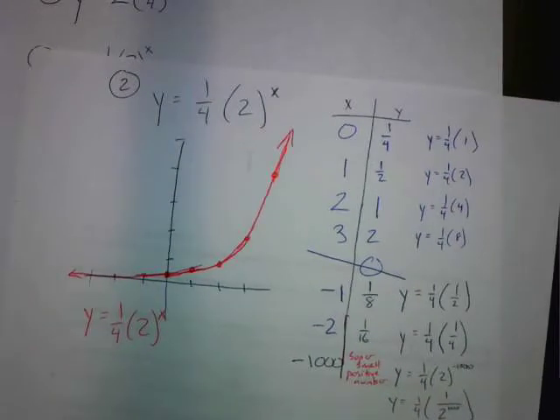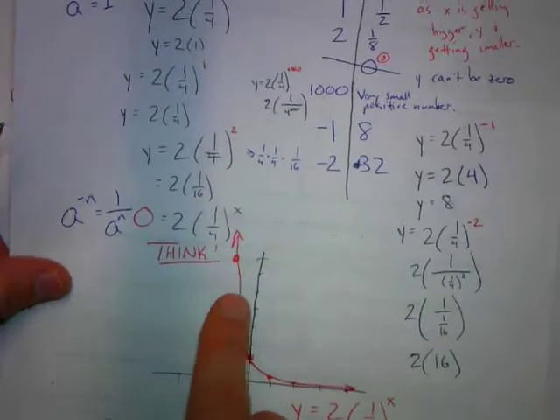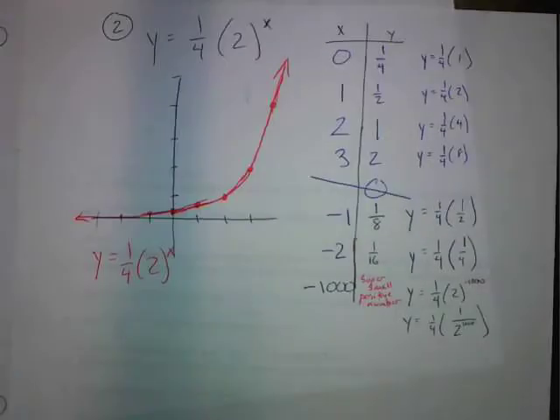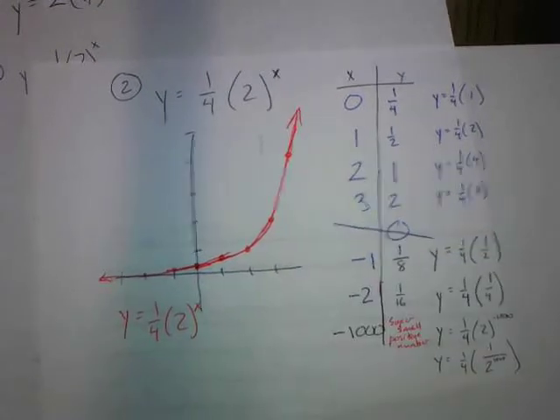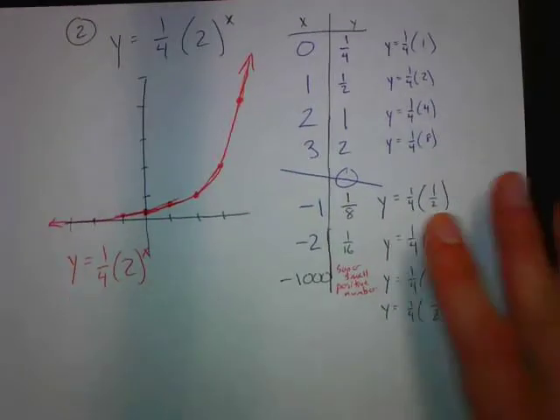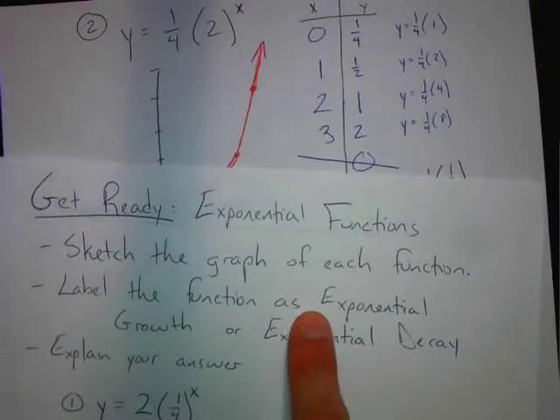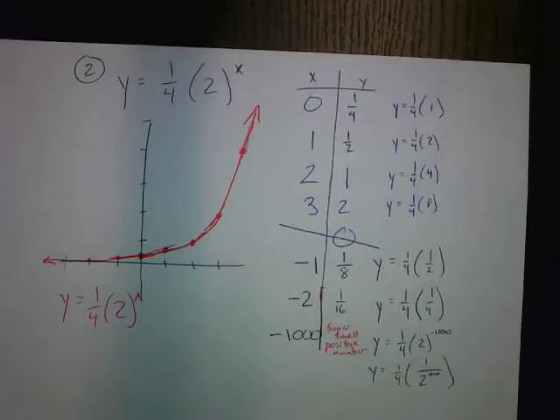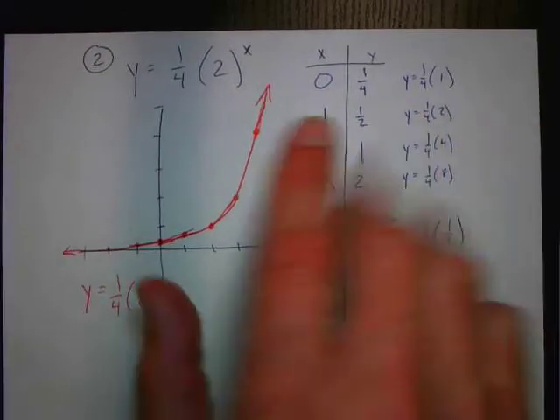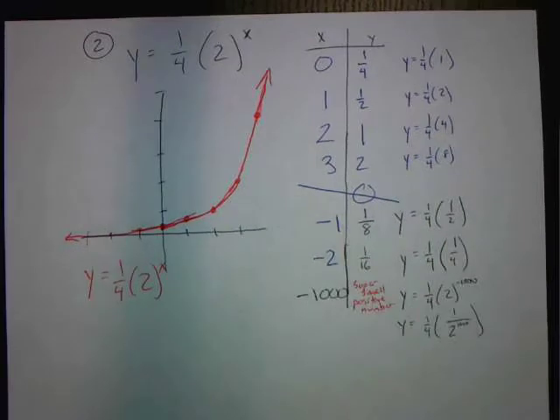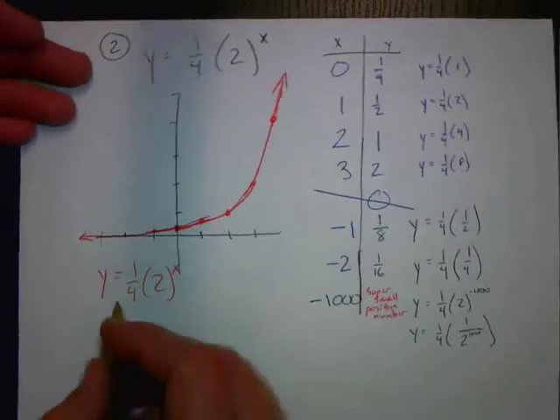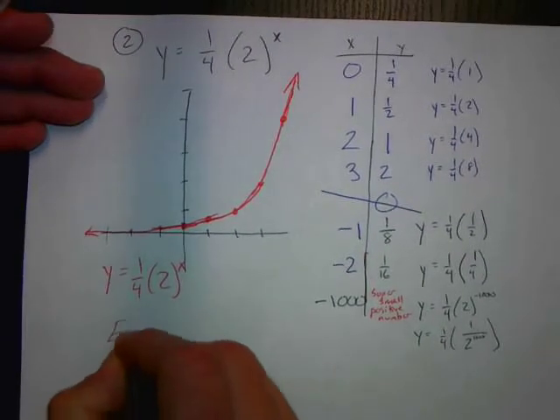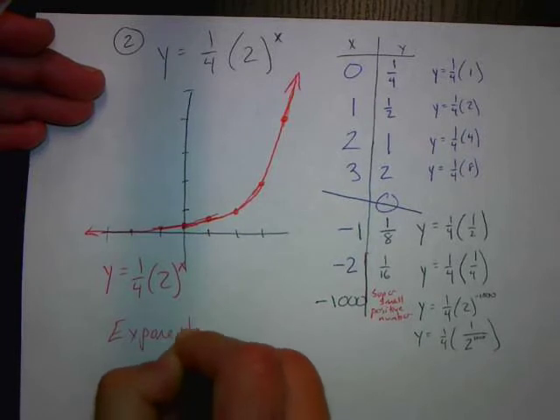So we have our graphs. We had the graph of the first function, which looked like this, and the graph of the second function looked like this. So what's happening? Remember the other question that we were asking: label the function as exponential growth or exponential decay. Clearly, with the graph of number 2, the bigger x gets, the faster y grows. So clearly, graph number 2 is exponential growth.